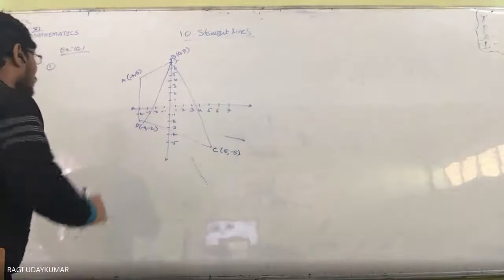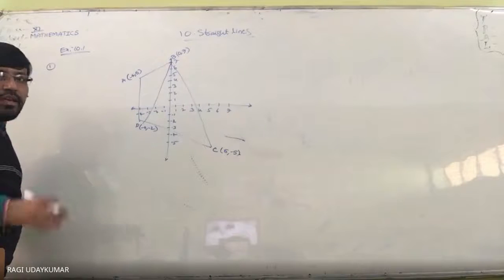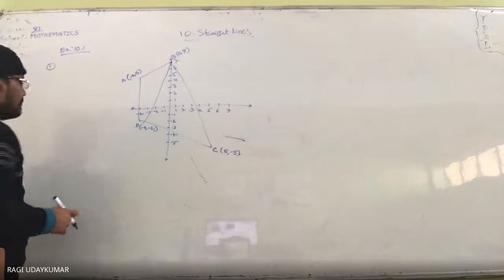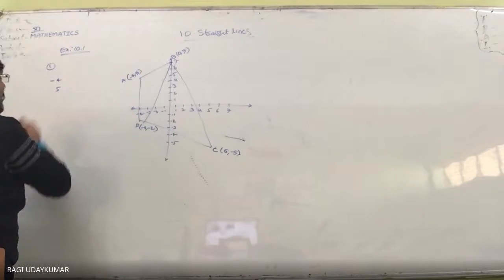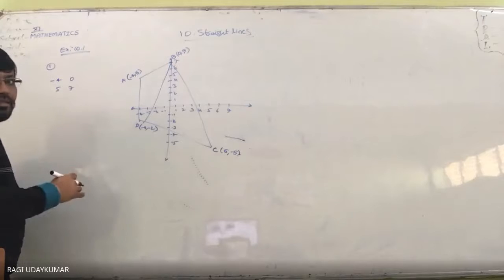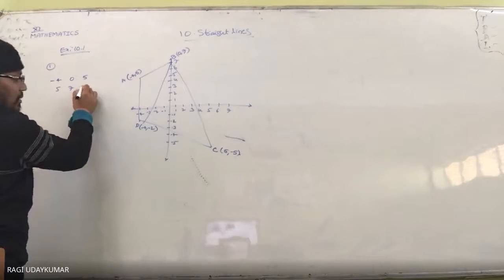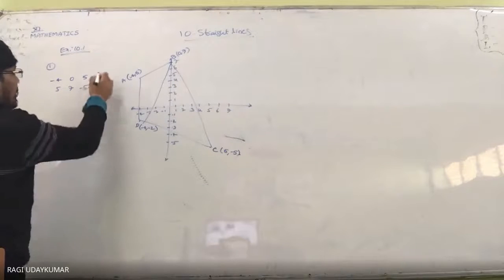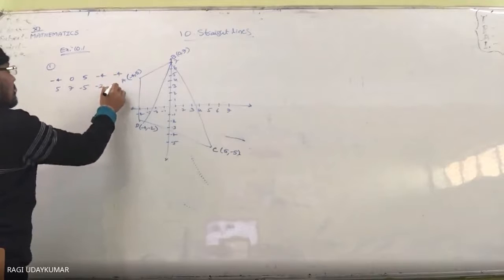So the simple way is to write the points here like this. This is an easy shortcut for your competitive examinations. Write the points here: minus 4, 5. The next point is 0, 7. Next, the third point is 5, minus 5. The fourth point is minus 4, minus 2. Again the first point, minus 4, 5.